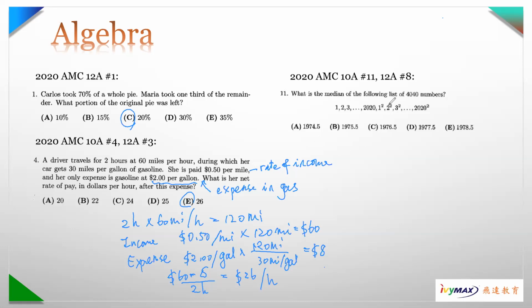Okay. Next question. So this is question number 11 in 10A, and this is also problem number 8 in 12A. It's also a problem in common. So what is the median of the following list of 40 numbers? The first 20 numbers would be 1, 2, 3 all the way to 20. And the second half will be the perfect squares, right? So 1 squared, 2 squared, 3 squared, all the way to 20 squared. So they want to find out the median.